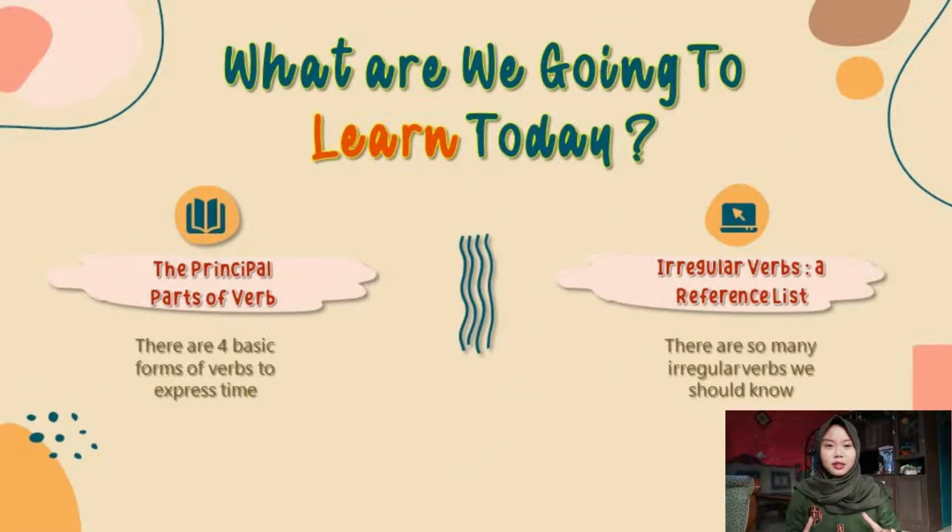Before we start, what are we going to learn today? There are two topics that we have to discuss today. First, the principal parts of verbs. There are four basic forms of verbs that express time, so we have to know about that. Second, irregular verbs, a reference list. There are so many irregular verbs in English that we should know for our better learning. So, are you ready, guys? Let's start it.